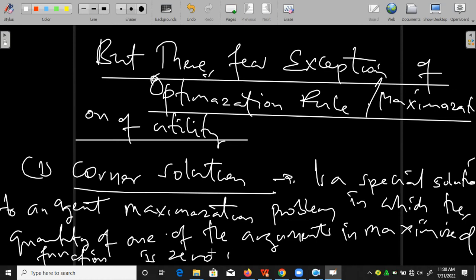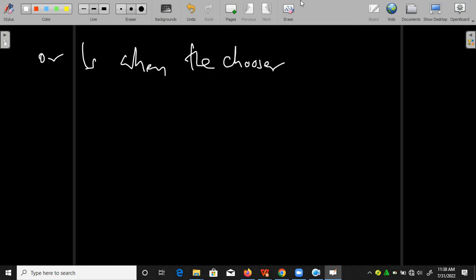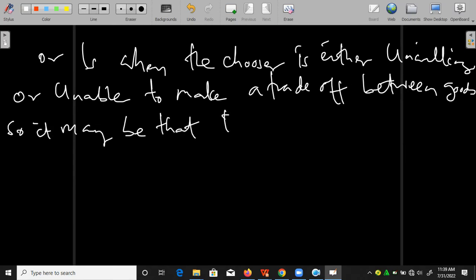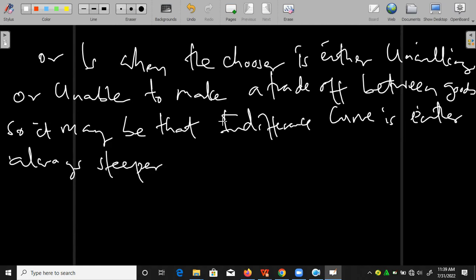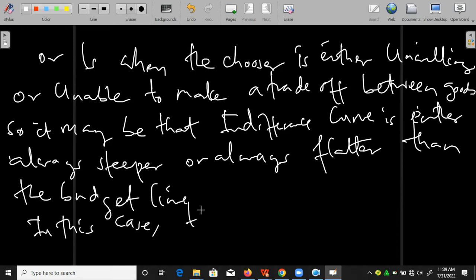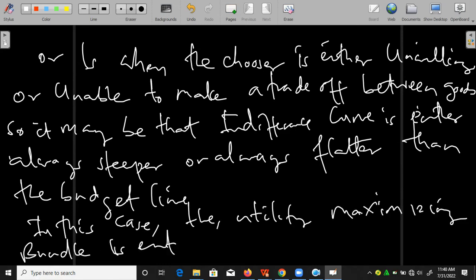This is when the chooser is either unwilling or unable to make a trade-off between goods. So it may be that the indifference curve is always steeper, or always flatter, than the budget line. In this case, the utility maximizing bundle is entirely composed of one good or the other. So this corner solution actually demonstrates a graph of a different form, apart from the condition of optimization.